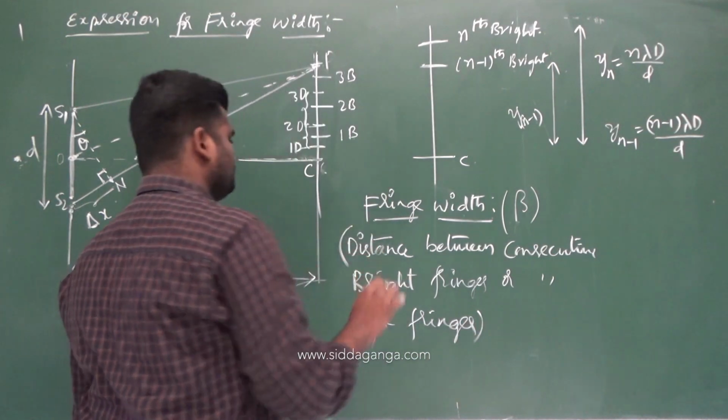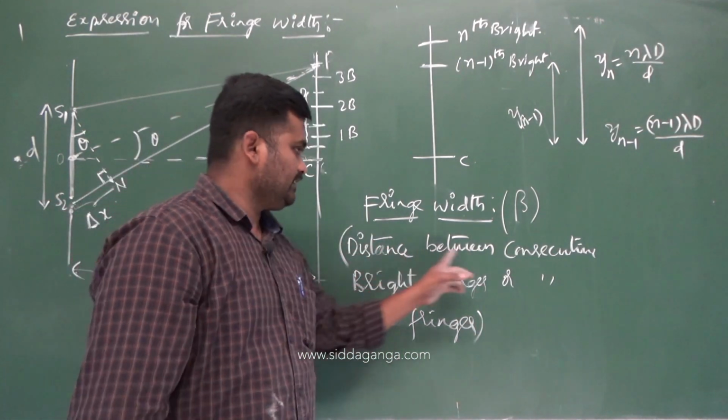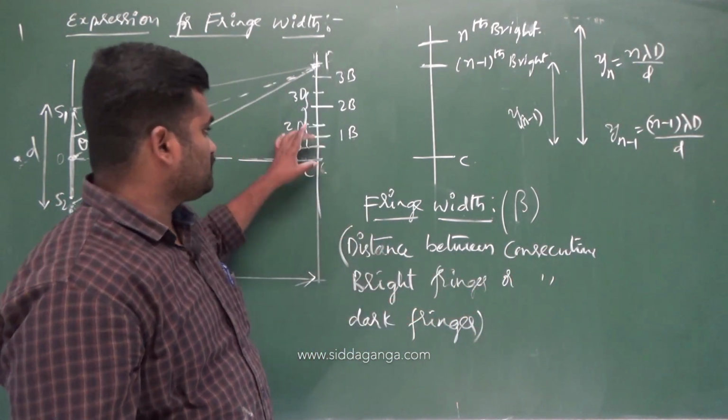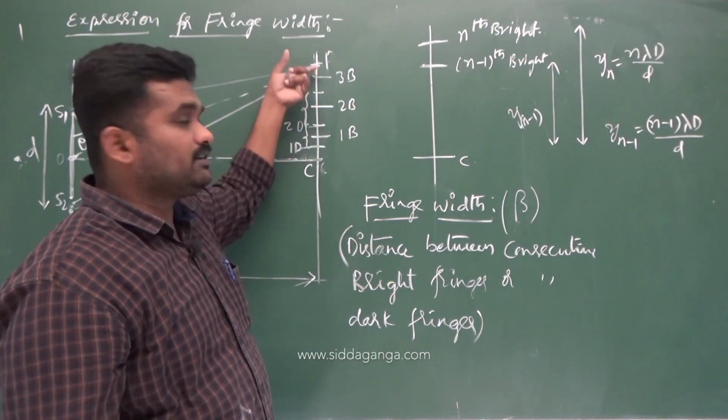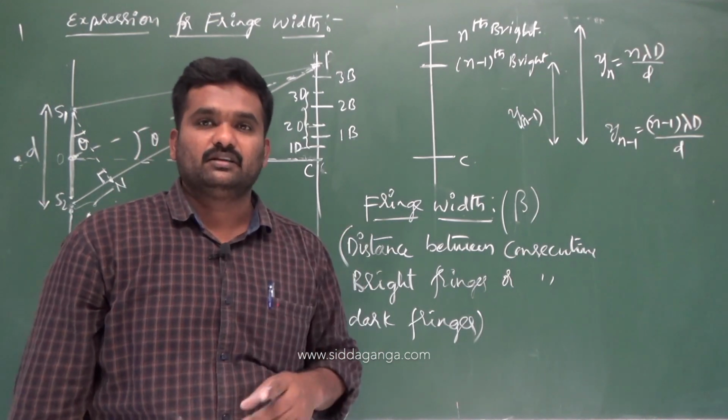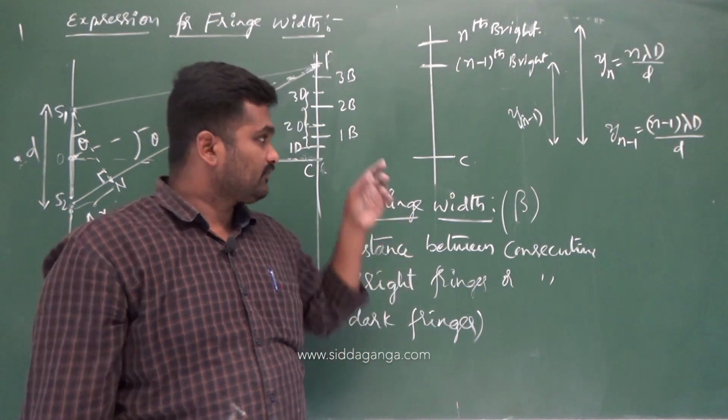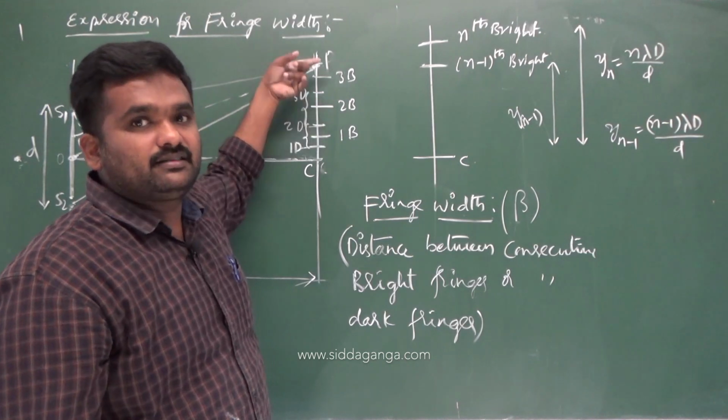Itself we used to call it as what? Fringe width. Distance between consecutive bright fringes. Consecutive bright fringes means you can't take the distance between the first bright and the third bright as fringe width. They are not consecutive. Consecutive means one beside the other. After the first, which bright will we get? Second bright. Next, third, fourth, like that.